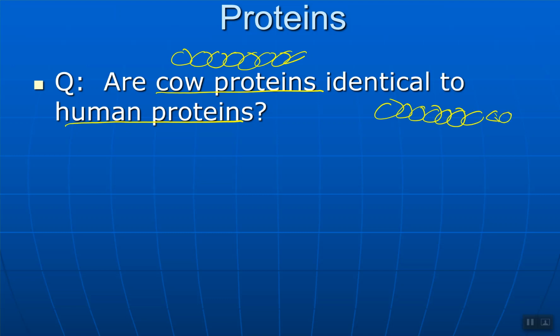So my question is, all right, cows, their meat is made out of proteins. And Zach is a human, he's made out of proteins. And my question is, are cow proteins identical to Zach proteins, human proteins? And the answer is no. All right, if you look at Zach, he doesn't have an udder, he doesn't have cow hair. All right, so no, cow proteins are not identical to human proteins.